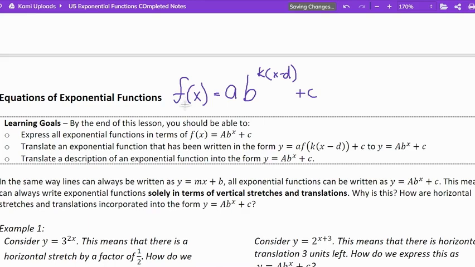So what does the b stand for? The base. And then we have a vertical stretch A, horizontal stretch k, d, c, right? So there are 4 transformations. However, what we learned in today's lesson is by doing exponent laws backwards.